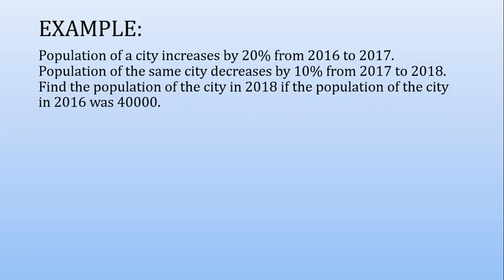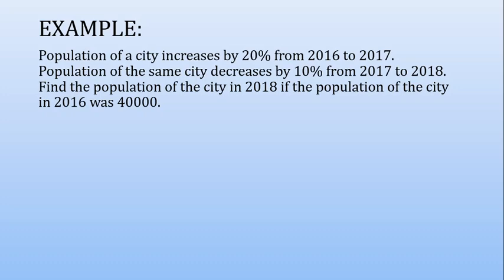Population of a city increases by 20% from 2016 to 2017. Population of the same city decreases by 10% from 2017 to 2018. Find the population of the city in 2018 if the population of the city in 2016 was 40,000. Now we are given the value for 2016 and we are asked to find the value for 2018, and between 2016 and 2018 the population is going through two percentage changes, isn't it? One is a 20% increase and another one is a 10% decrease.